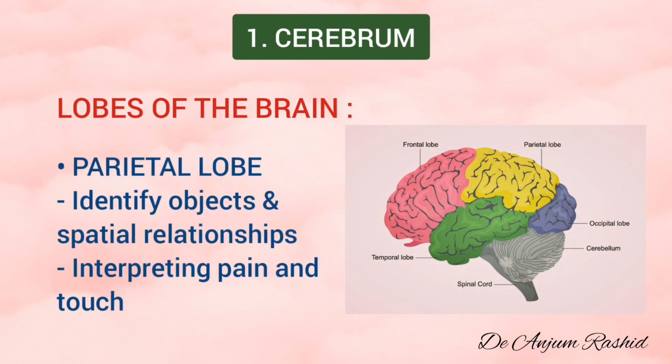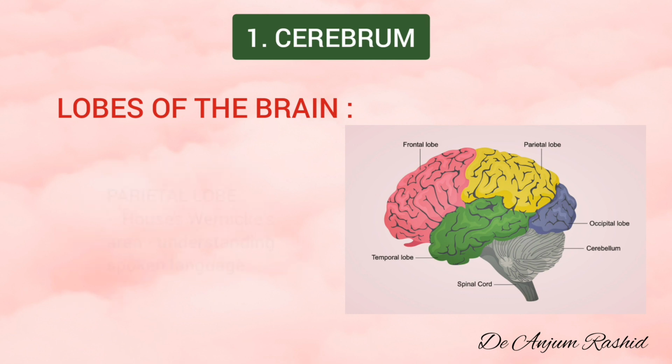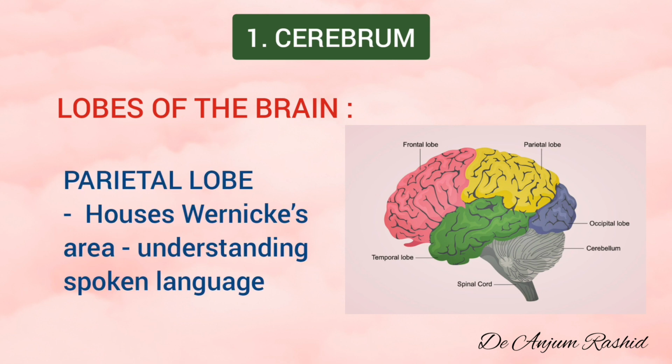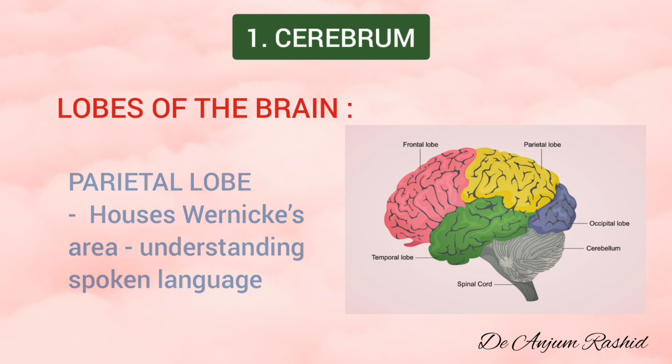Next is the parietal lobe. It is the middle part of the brain. It helps a person identify objects and understand spatial relationships. It is also involved in interpreting pain and touch in the body. The parietal lobe houses Wernicke's area, which helps the brain understand spoken language.